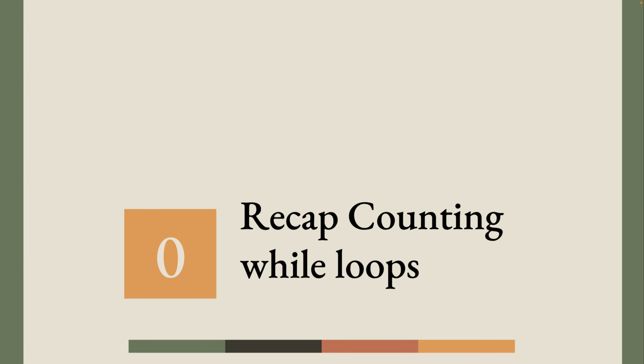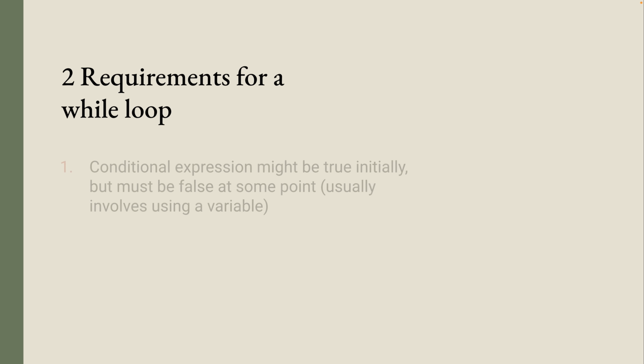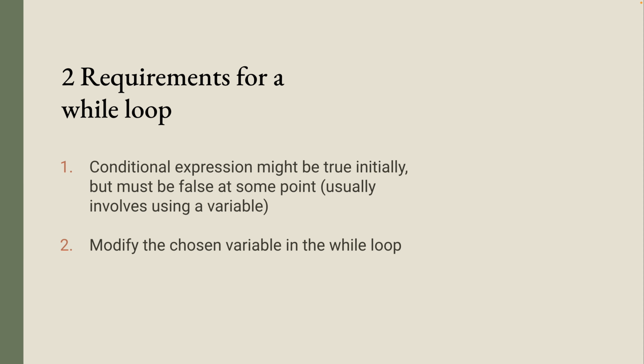Okay. So let's recap counting while loops. What are the two requirements we said are needed for a while loop? Yep, so the condition might be true initially, but it has to become false at some point. It usually involves using a variable in the condition. What's the second thing? Is it updating the variable? Yep, we have to update the variable in some way. So with counting loops, that usually involves increasing or decreasing. With validation loops, it usually means getting new inputs from the user.